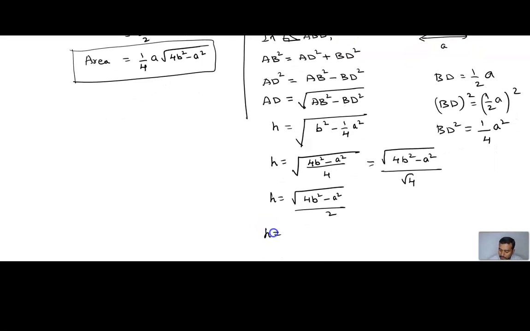So, we can also write h is equal to 1 by 2 into root of 4b square minus a square. This is the formula we use to find the height of the equilateral triangle. The same h value we have substituted in this formula. That's it. You understood, right? How to find the height of the equilateral triangle? This is the way we are supposed to find the area of an equilateral triangle.